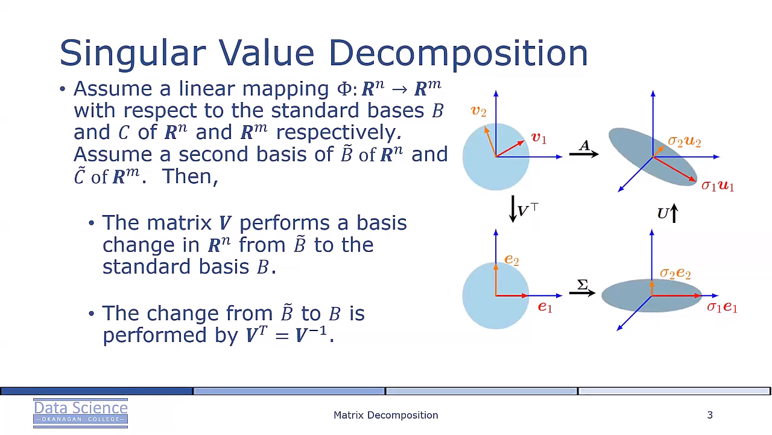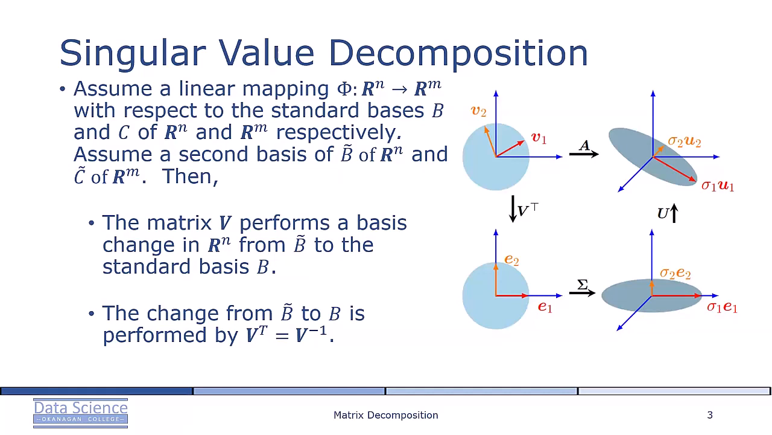The singular value decomposition of a matrix can be interpreted as a decomposition of a corresponding linear mapping phi from Rn to Rm into three operations. Assume we're given a linear transformation matrix of a linear mapping phi from Rn to Rm with respect to the standard bases B of Rn and C of Rm. Moreover, assume a second basis B tilde in Rn, and C tilde in Rm.